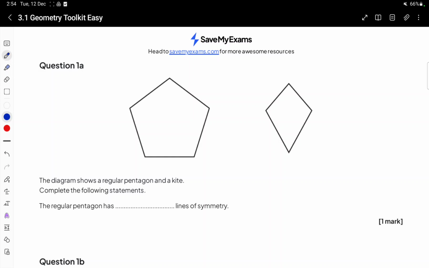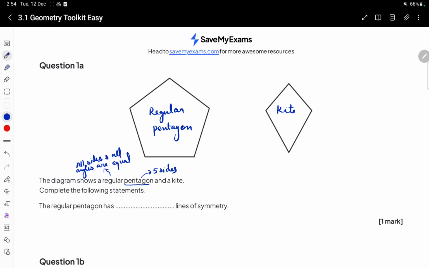So this is the regular polygon we have, a regular pentagon, and this is the kite we have. And you know, pentagon is nothing but 5 sides, and regular is nothing but all sides and all angles are equal. So we call this a regular pentagon.